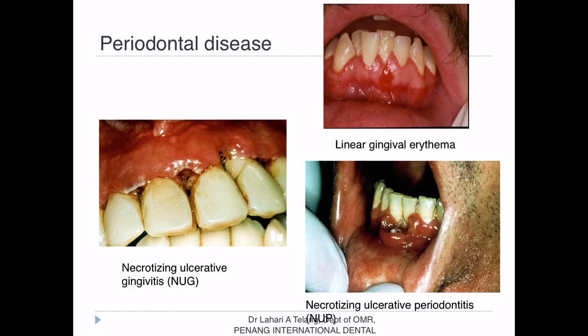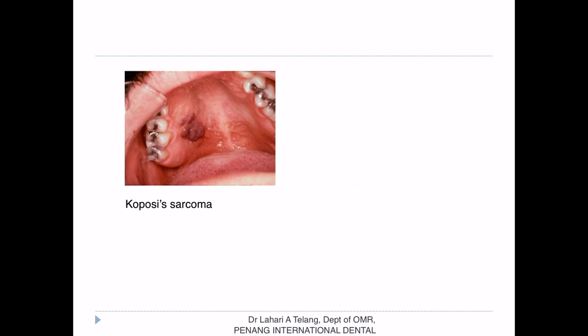Periodontal disease, the common examples are linear gingival erythema, necrotizing ulcerative gingivitis, and necrotizing ulcerative periodontitis. And next, Kaposi's sarcoma. This is a picture showing you a red raised lesion seen on the palate, one of the common manifestations in the oral cavity. This should come to your mind: Kaposi's sarcoma. All of this is commonly seen in patients manifesting oral manifestations of HIV.